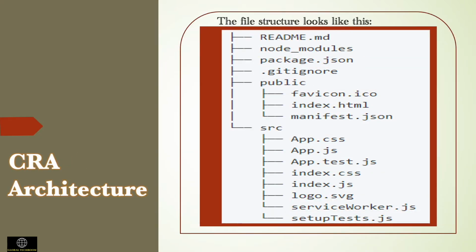Let's try to understand the CRA architecture in brief. We will understand the reason behind all of these things when we learn about pure React in the upcoming topics. Let's start from the node modules. All the project dependencies live inside node modules, and any of the packages that we install from the internet is also going to reside inside it.